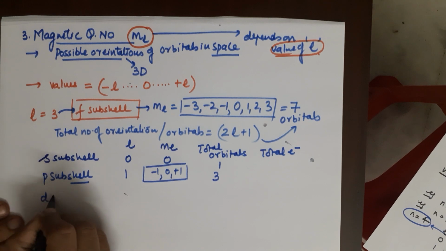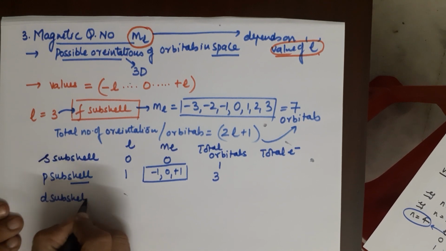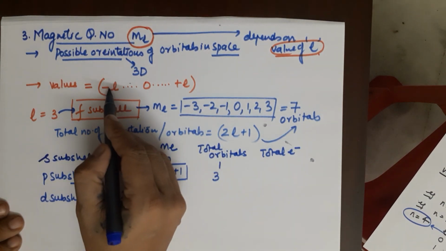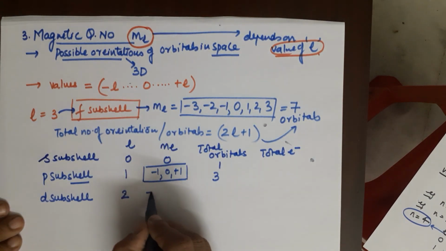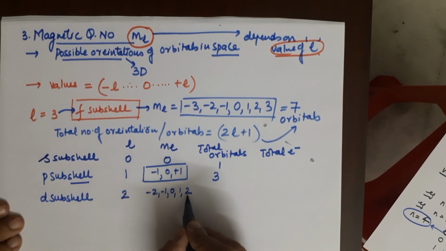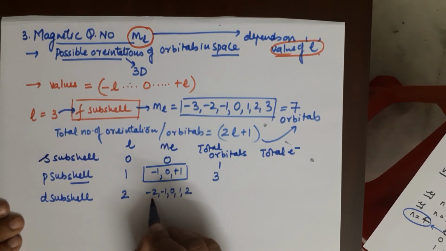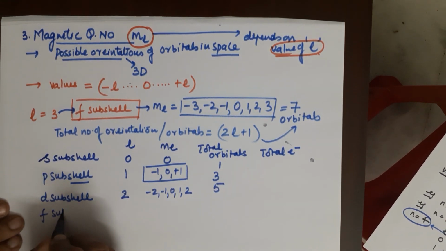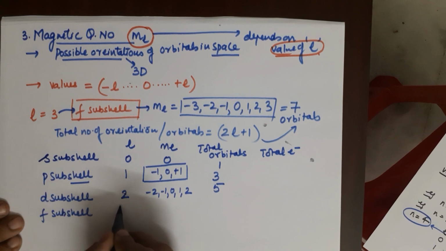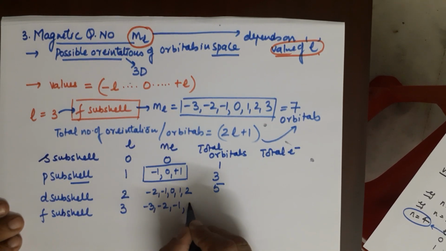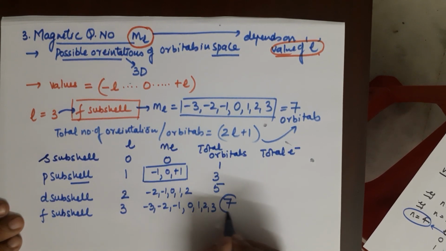Coming to the D subshell. For the D subshell, what is the L value? 2. So, what will be the ML values? Minus 2, minus 1, 0, 1 and 2. What are the total number of values? That is 2L plus 1 if you do it, or you count these values, it will come out to be 5. Coming to the last, F subshell, L is equal to 3, so the values will be minus 3, minus 2, minus 1, 0, 1, 2 and 3. The total values are 7 in this case.